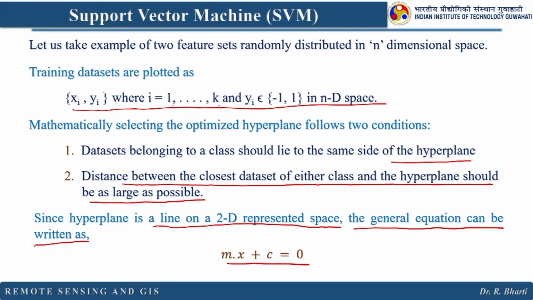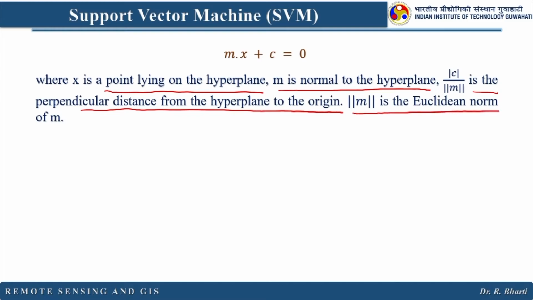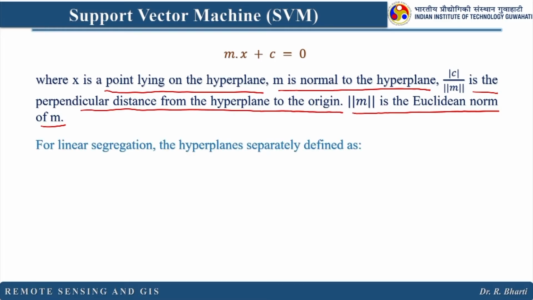Since a hyperplane is a line on a 2D represented space, the general equation can be written as this, and this is nothing but mx plus c. Here x is a point lying on the hyperplane, m is normal to the hyperplane, and mod c by norm m is the perpendicular distance from the hyperplane to the origin, where norm m is the Euclidean norm of m. I hope this is clear.